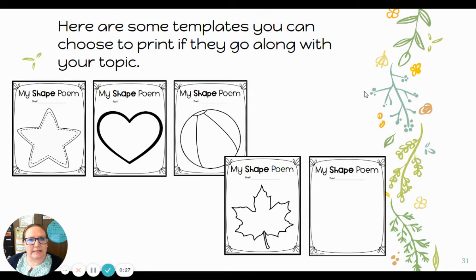I am also going to link some templates you can choose to print if they go along with your topic. Here are some examples if you're writing something that goes along with a star, a heart, a ball, a leaf, and there's also a blank page if you would like to use that. You can always use your own paper at home. These are just some examples for you. If you would like to print one, I'll have those linked in our slideshow.